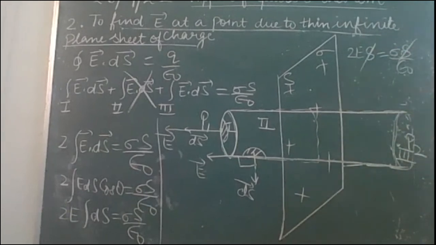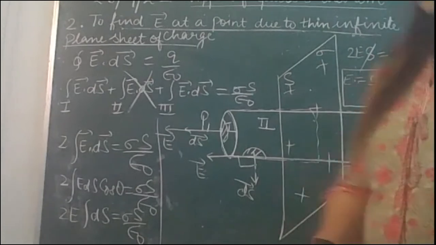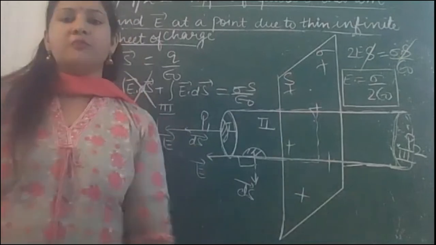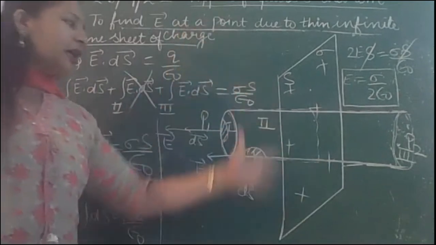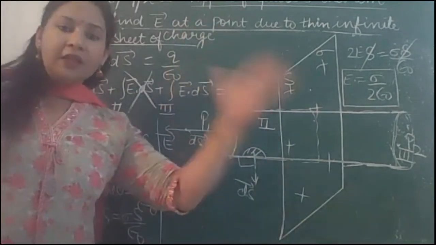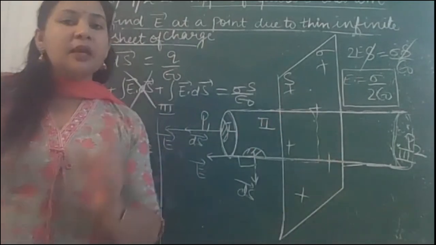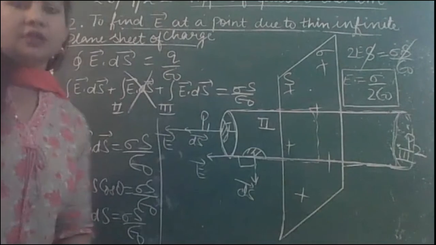S gets cancelled and what is our expression for electric field intensity? Sigma over 2 epsilon naught. So this is the expression for electric field at a point due to infinite plane sheet of charge and you can see this is independent of distance from the point of observation. So that means it is a constant. Okay, so when we have infinite plane sheet of charge at a point from certain distance, it will not depend upon the distance from the point. Electric field will remain the same. Okay, electric field will have a constant value for this.